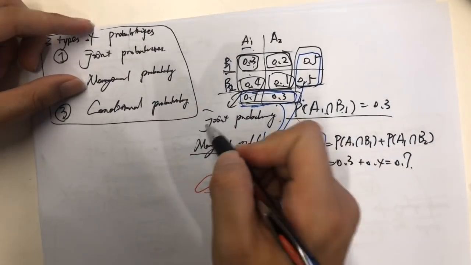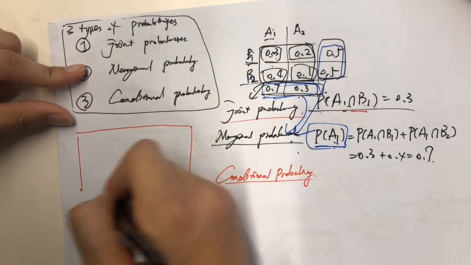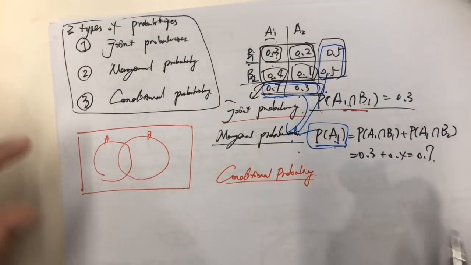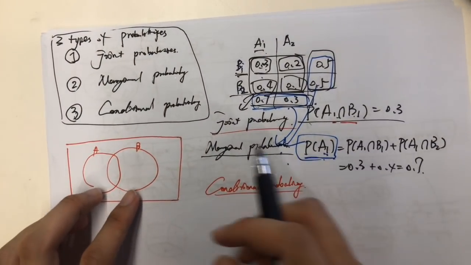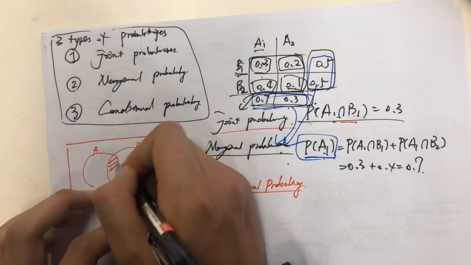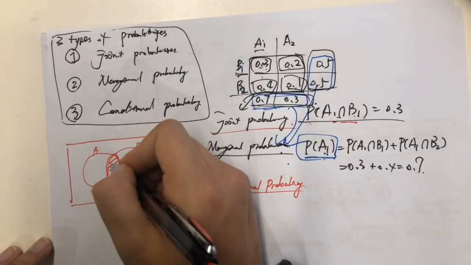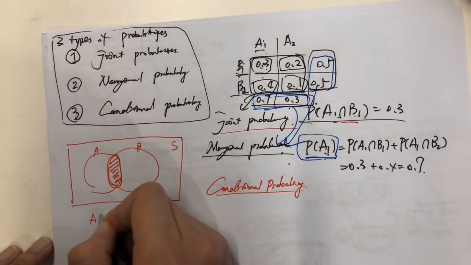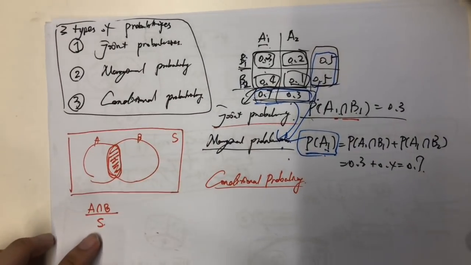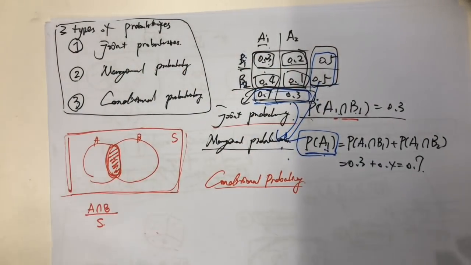For joint probability, or the AND probability, if we have an event A and an event B, and we ask what is the probability of A and B happening together, we are asked about the joint probability. So it stands for this area divided by the whole sample space. It's the area of A intersection B divided by the whole sample space. This is the joint probability.